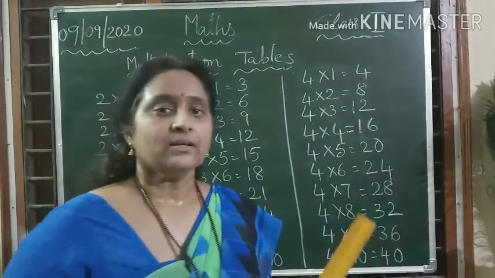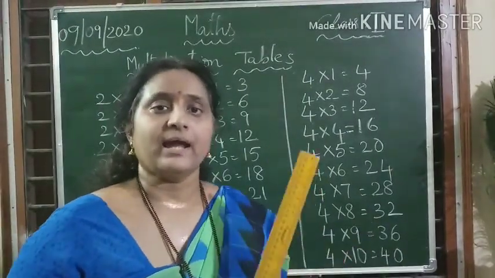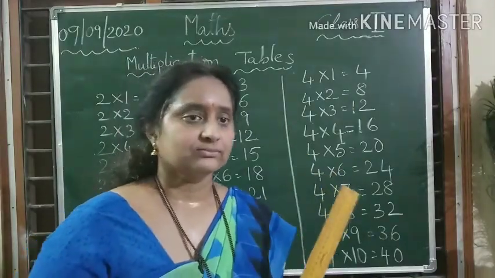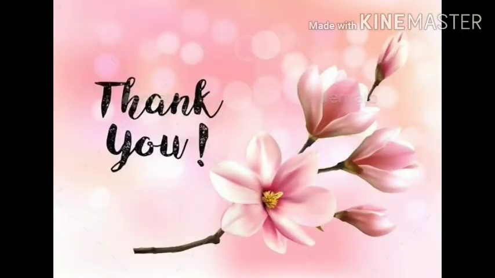Children, learn the 4 table and write it in your classwork without saying. Okay, ma? Children, what did we discuss today? We discussed the concept of subtraction by taking away, and subtraction using a number line. We also learned the multiplication table of 4.